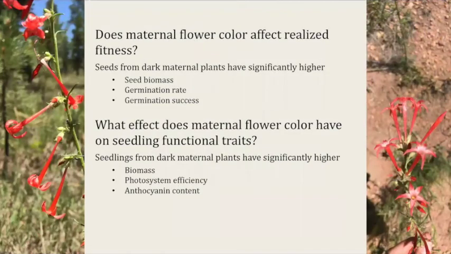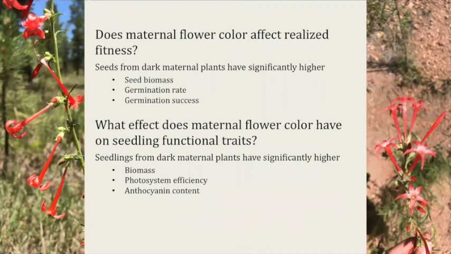Realized fitness in Ipomopsis aggregata is affected by floral color morphology and thus anthocyanin content. Dark maternal plants were able to produce larger seedlings which germinated faster and at a greater proportion than seeds from light maternal plants. Maternal effects could be the mechanism by which adult plants are able to influence their progeny.